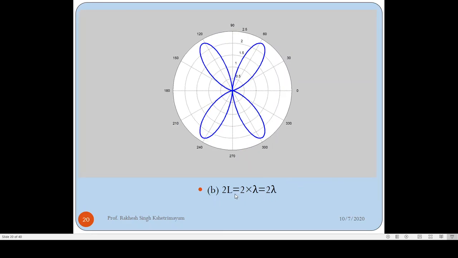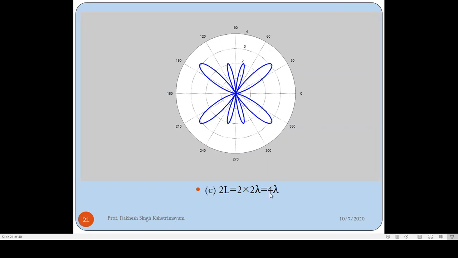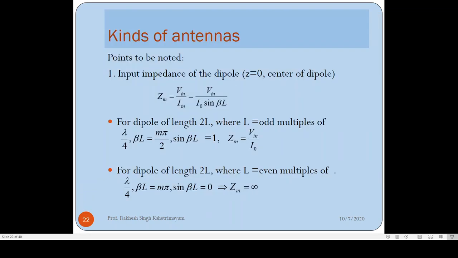And you can observe that when the total length of the dipole antenna is 2 lambda, you have 4 major lobes, and they are directed along 60 degrees, 120 degrees, 300 degrees and 240 degrees. If you have a dipole of length 4 lambda, you have 8 major lobes: 1 2 3 4, 1 2 3 4. This pattern you can plot from the function F theta, which has been given. This I have done using MATLAB. You can also do it.